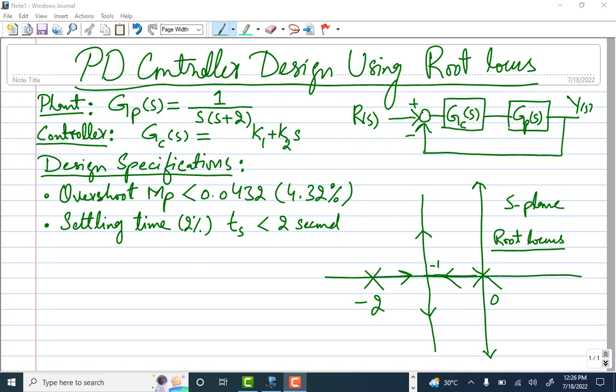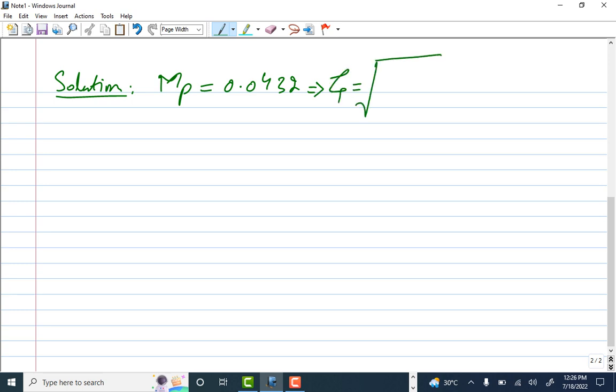Apparently, when we have to change the transient response, then we use the PD control. Now we will calculate the dominant closed loop poles using the specification, to identify the closed loop pole locations for design purposes. So we start the solution here. The maximum overshoot is 0.0432.